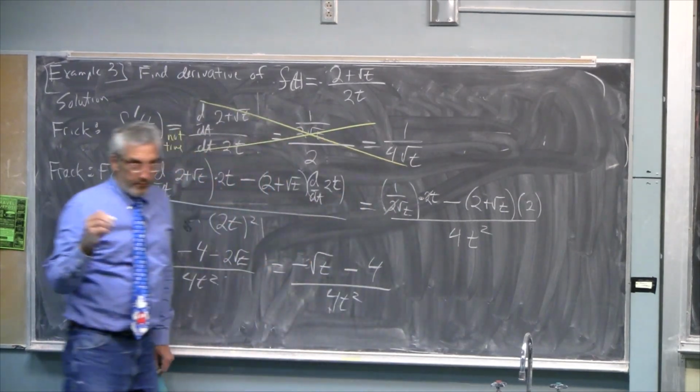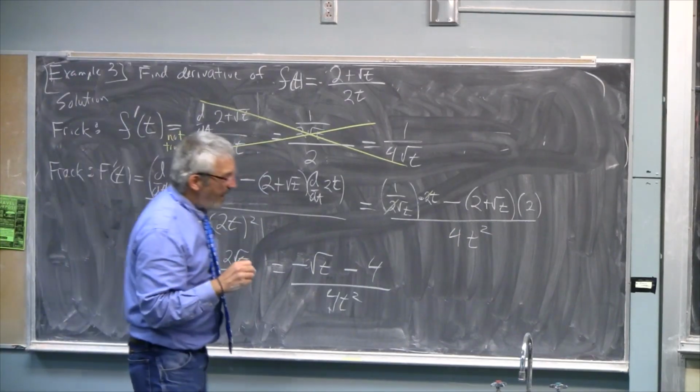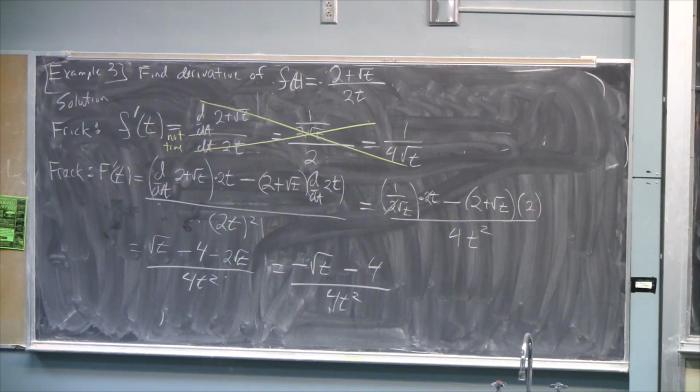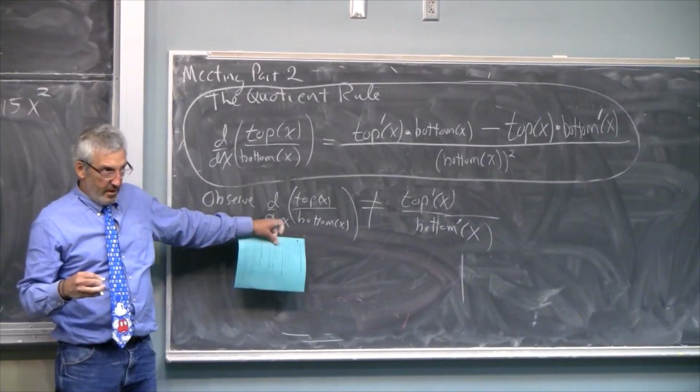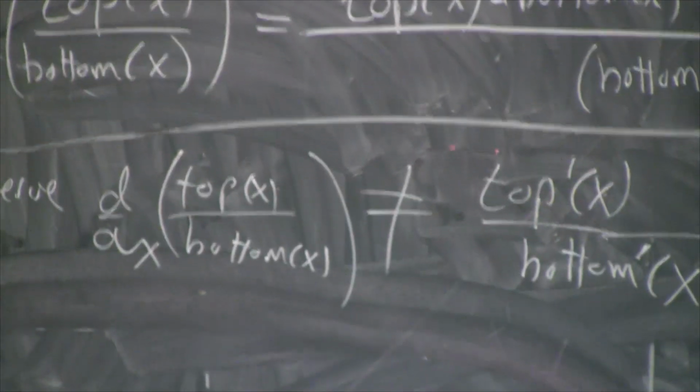All right, everybody wake up. Turn off your phones. The derivative of a product is not the product of the derivatives. The derivative of a quotient is not the quotient of the derivatives. A lot of you will get caught by this. You want to make sure you're awake and your phones are off and you pay attention to this, because it's a very common mistake to do what Frick did.